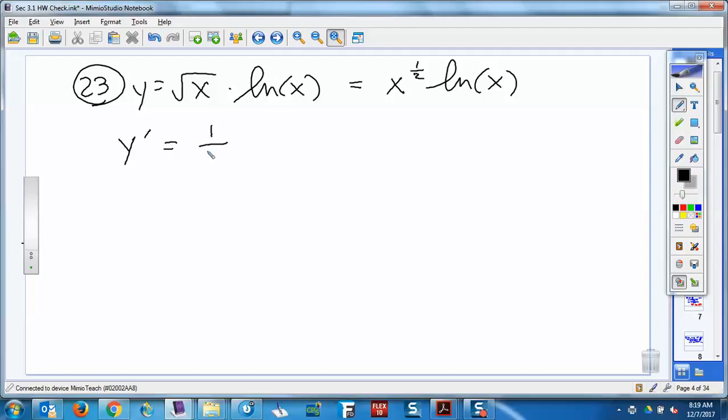Okay, derivative of the first, 1/2 x to the negative 1/2, right? ln x left alone. Plus x to the 1/2 left alone, ln x derivative is 1 over x, right? Product, okay? Simplify.